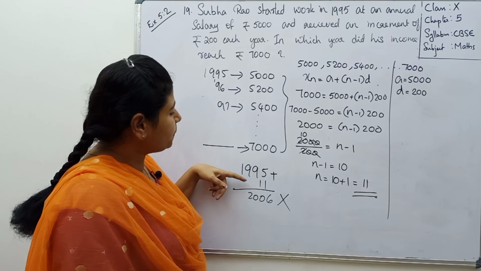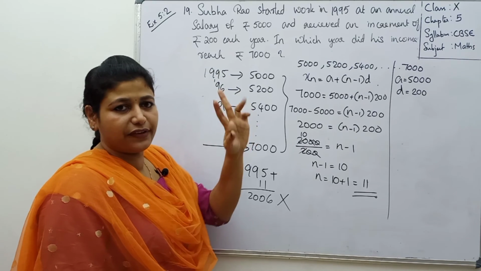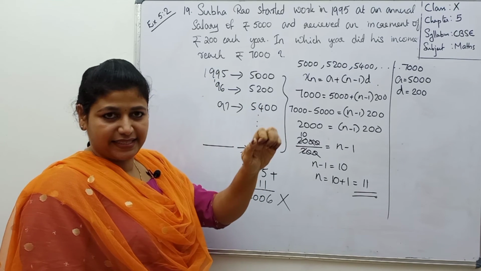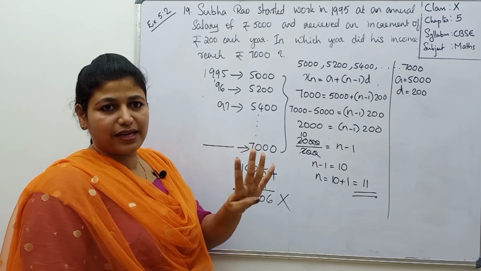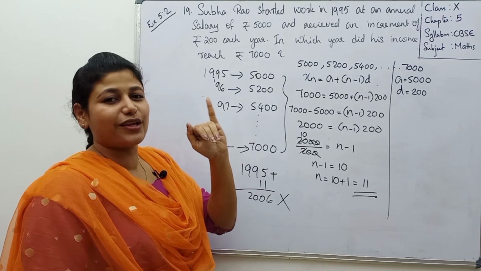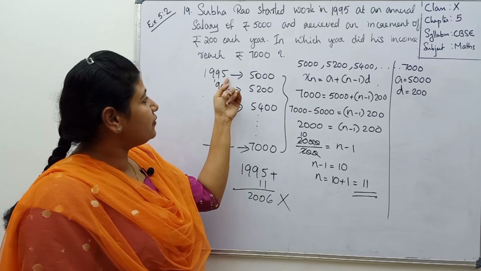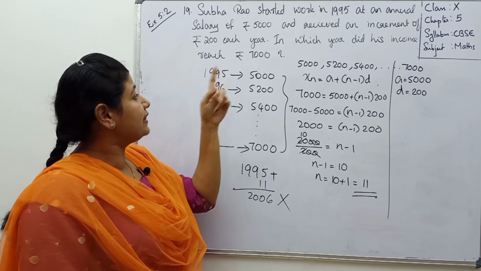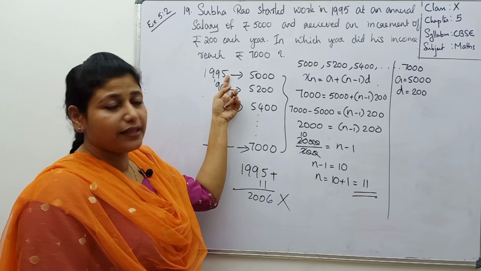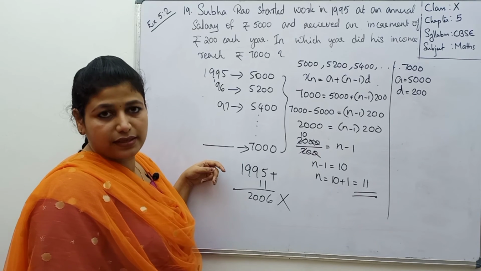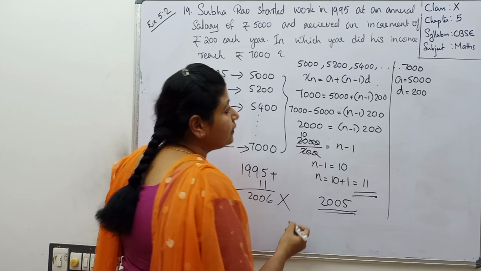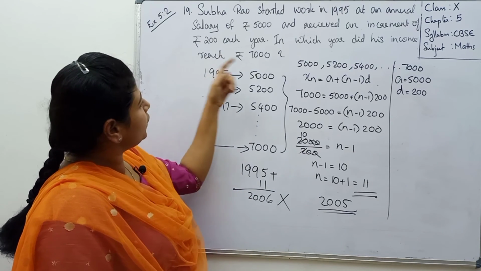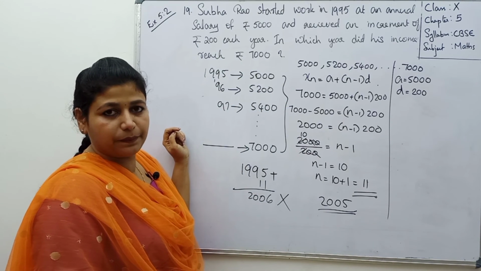So we have to count like this: 95, 96, 97, 98, 99, 2000, 2001, 2002, 2003, 2004 and this is 2005. Okay, 95 നമ്മൾ എടുക്കുന്നത് കൊണ്ട് we will get 2005. Okay, so on 2005 she will get an amount of 7,000 rupees as annual income. Okay.